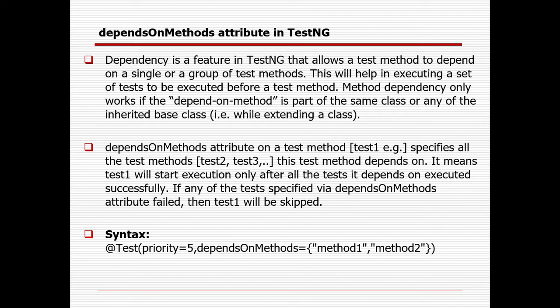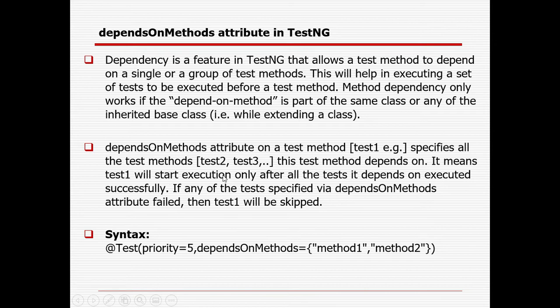Suppose here I am giving the example of the dependsOnMethods attribute on a test method. Suppose test1 specifies the test methods test2 and test3 as dependencies. So test1 is dependent on test2 and test3. It means test1 will start execution only after all the tests it depends on are executed successfully.